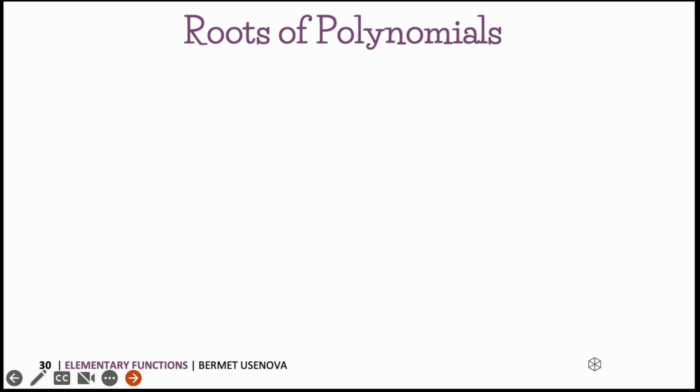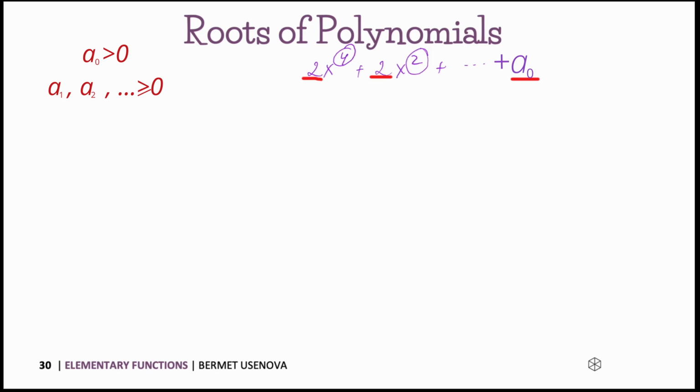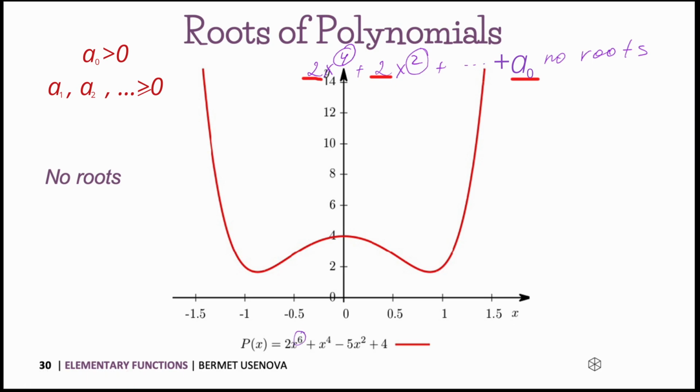And sometimes polynomials consist only of summands, for example, 2x to the power of 4 plus 2x squared and so on, with even powers, and the coefficients a0, a1, a2, etc. larger than 0 will have no roots. It will just mean that they will never touch the x-axis. For example, here we have a polynomial with only even powers, and a0 is equal to 4. So here you see they just don't touch the x-axis. That's why they don't have any roots.